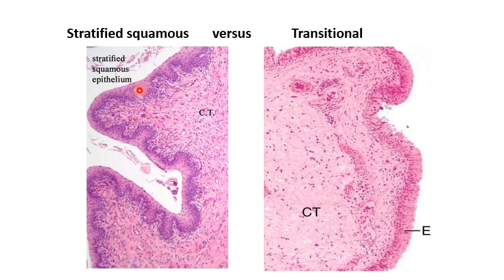Dear student, this is a very nice picture in which I put the stratified squamous versus the transitional in order to differentiate between the two types of stratified epithelium. Here, non-clear, non-wavy; here, clear wavy basement membrane and the nuclei, first oval, then rounded, then flat. Here, non-clear, non-wavy basement membrane and all the nuclei are rounded.